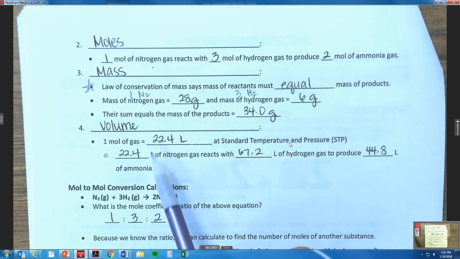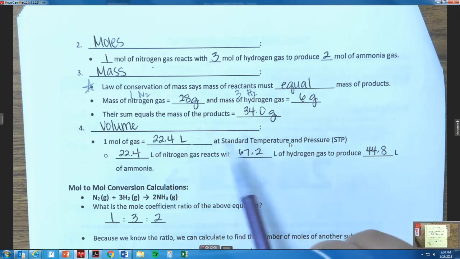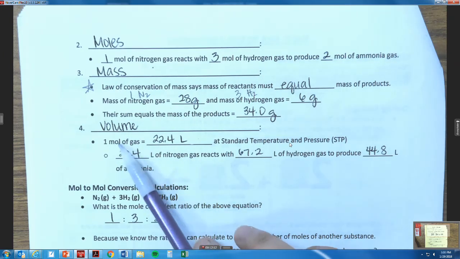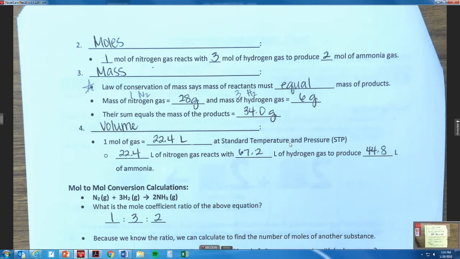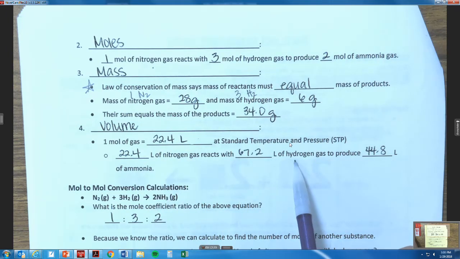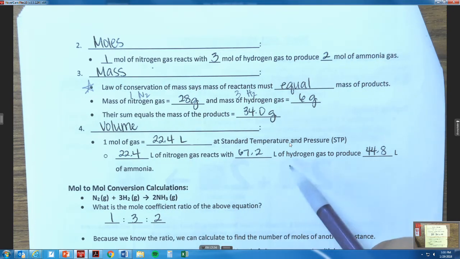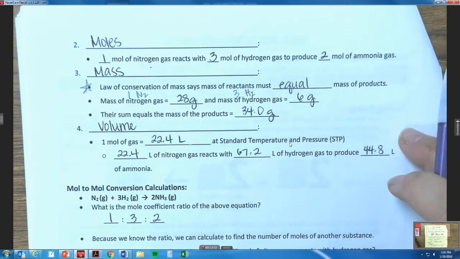Okay, so again, you would still use your coefficient ratio, 1:3:2. So 1 mole of nitrogen, 1 mole times 22.4 is 22.4. We had 3 moles of hydrogen, so 3 times 22.4 is 67.2. And then we had 2 moles of ammonia, so 2 times 22.4 would be 44.8.